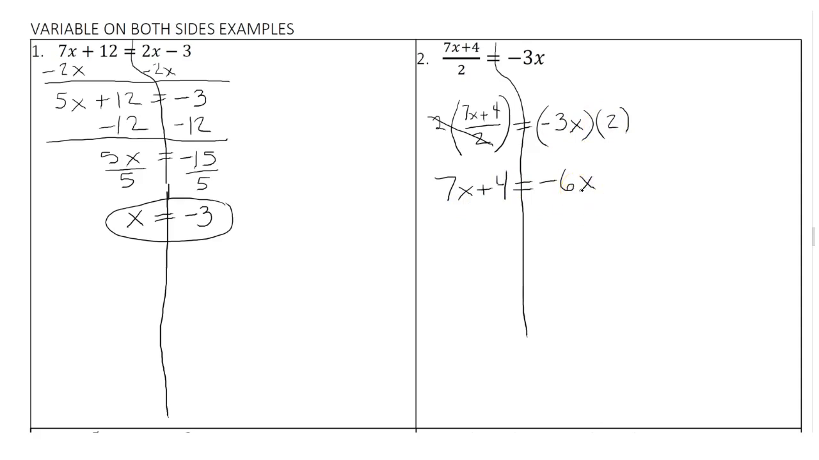This time we'll choose to move the 7x by subtracting 7x from both sides of the equation. This gives us 4 equals negative 13x. Divide both sides by negative 13. The solution then is x equals negative 4 divided by 13.